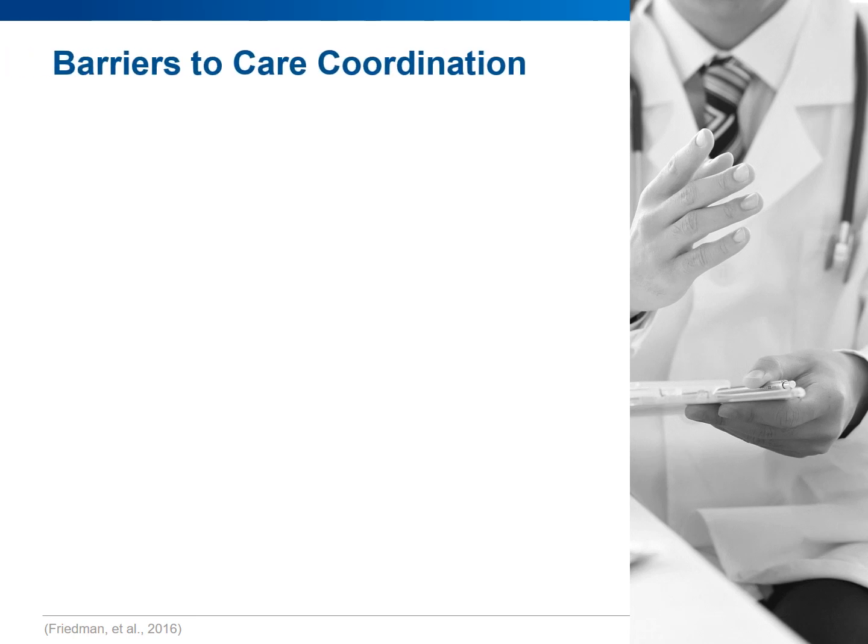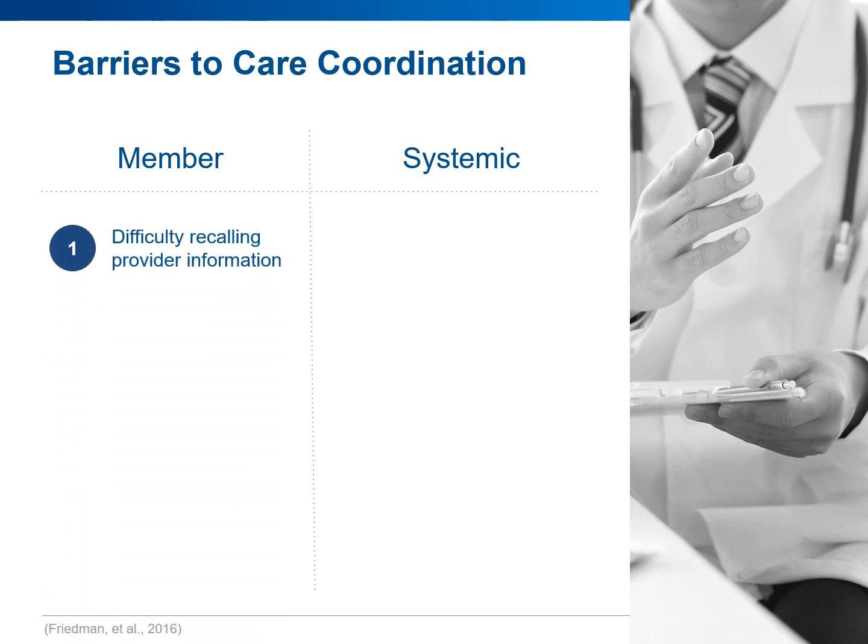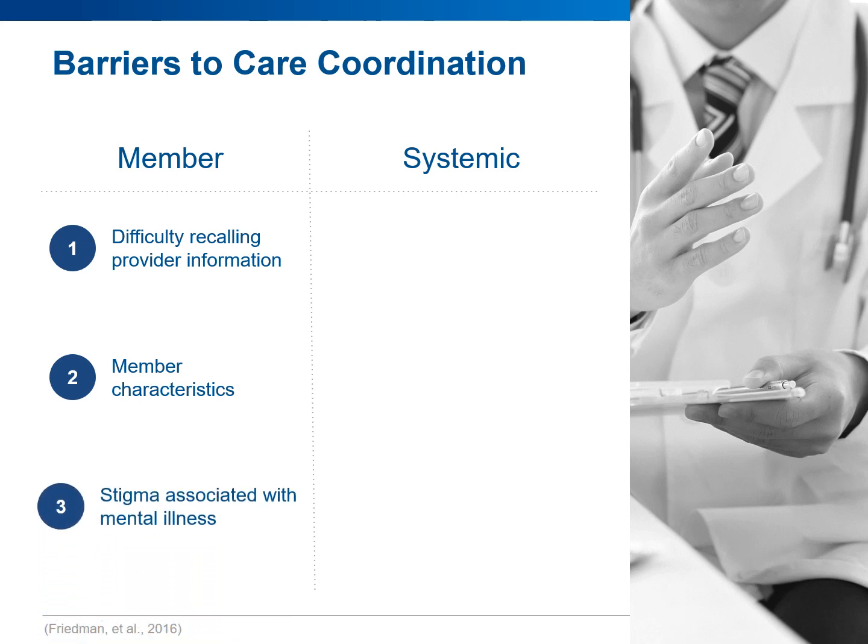Centene Behavioral Health does recognize that barriers may be present for providers in their efforts to coordinate care. These barriers may exist from the member and/or the systemic levels. From the member's standpoint, we recognize that our members or their guardians may have a difficult time recalling a previous provider's information. We also recognize that care coordination can be difficult if the member does not trust the provider or struggles with taking responsibility for managing chronic conditions. Our members may also have negative perceptions about mental illness that can impact care coordination.